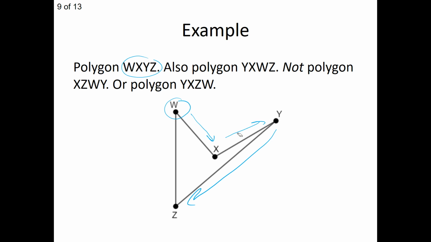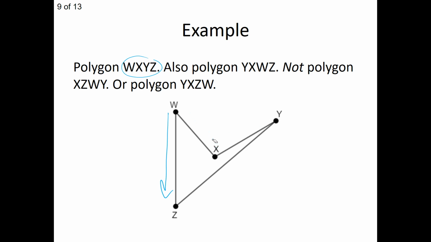What are some other valid names? What if I don't want to start with the vertex W? That's fine. Pick a different vertex. For the second example, let's say I pick the vertex Y. Now, with vertex Y, I have two choices. I could travel towards Z or travel towards X. So, let's say I travel towards X. Then I take X towards W, and then W towards Z. That is another valid name, Y, X, W, Z.